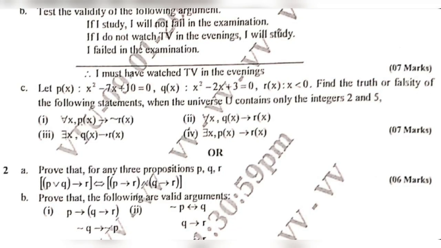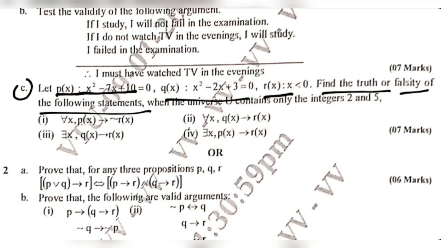Coming to the third question, 1c, the question given is 2 statements P of x and Q of x and R of x also, and what we have to do is find the truth or falsity of the following statements. 4 statements are given, we have to find the truth or falsity of the statements, and we have also been given that U is the universe which contains only the integers 2 and 5. Okay, now let's see how to approach this question.